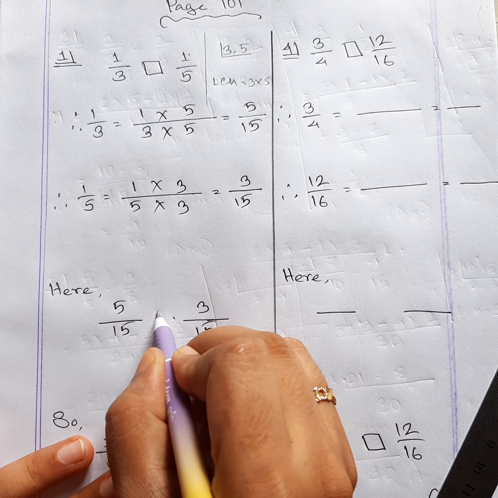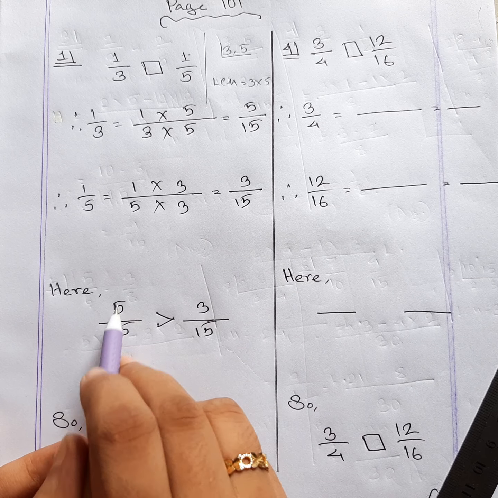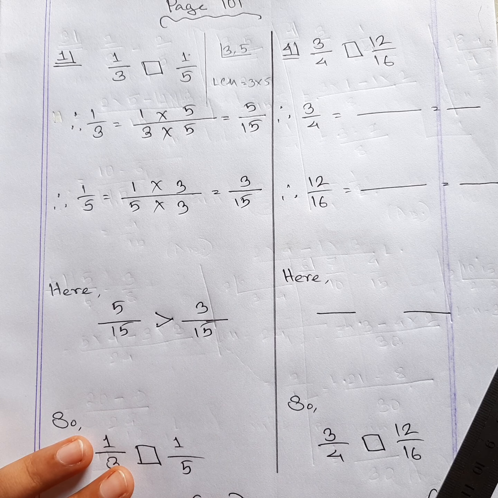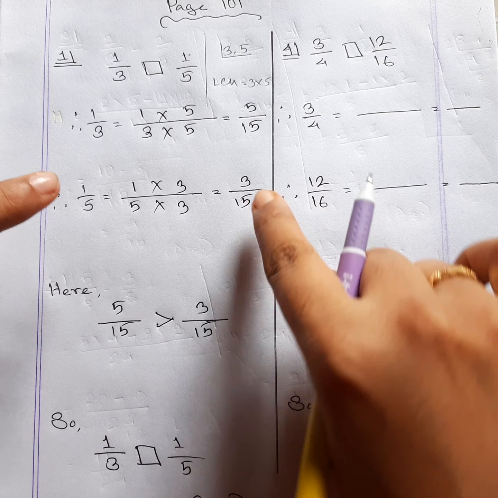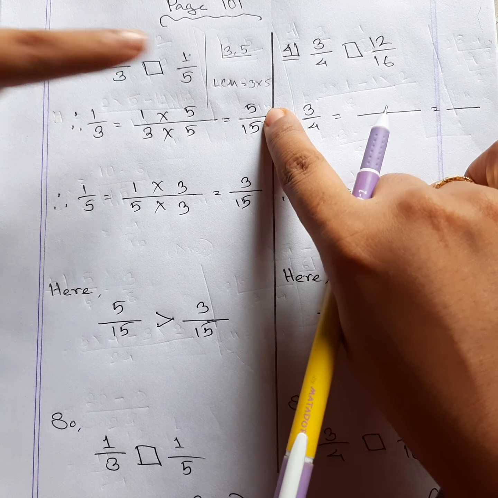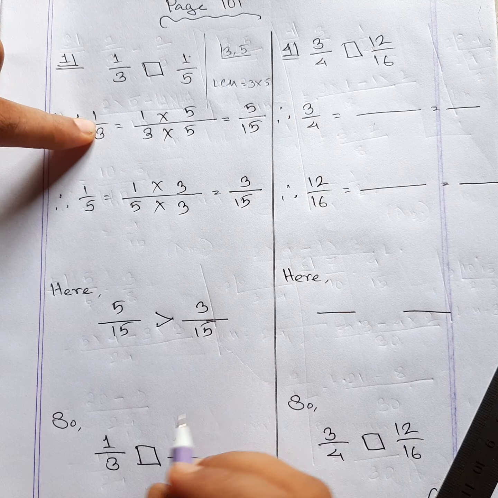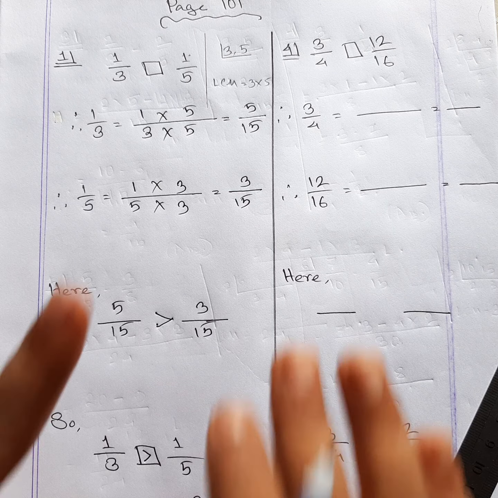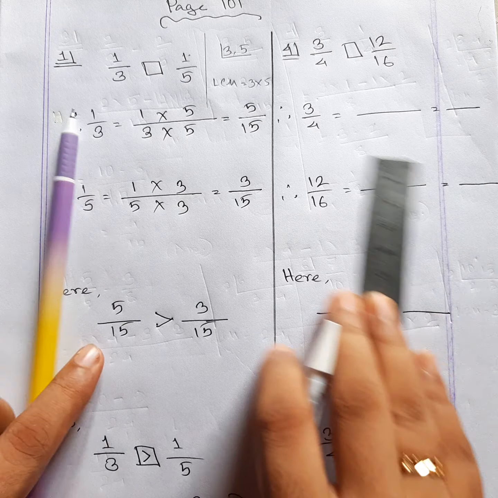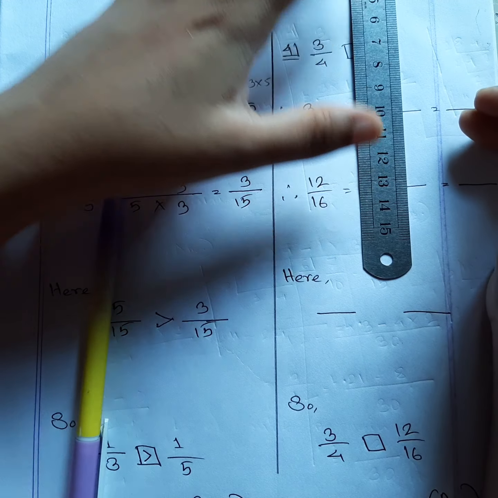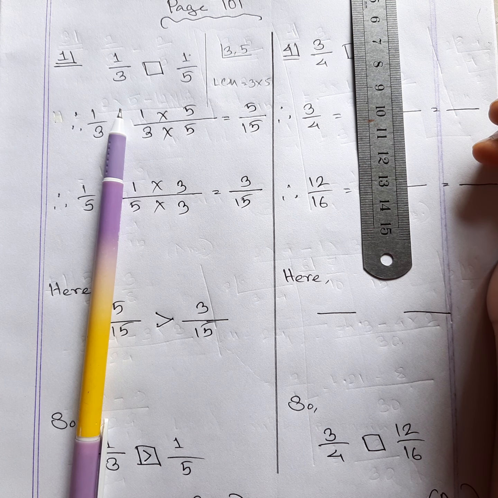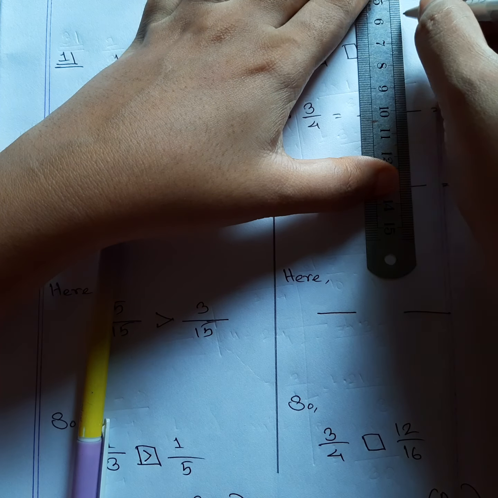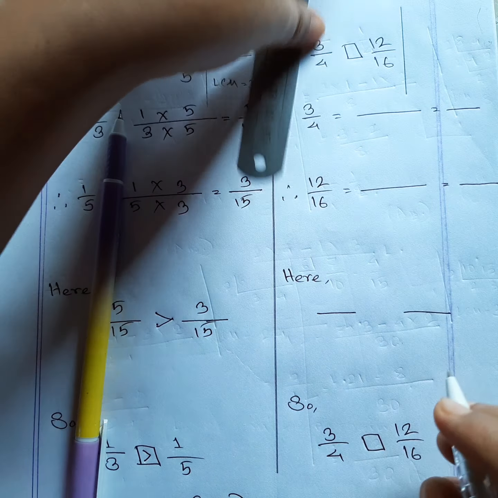I remember that. Now I'm going to just join them. So 5 by 15 is greater than 3 by 15, so we can write this one is smaller, this one is greater, so the first one is greater. Okay, exactly this way I'm going to do that one also. The light actually decreases if I put my hand over there.